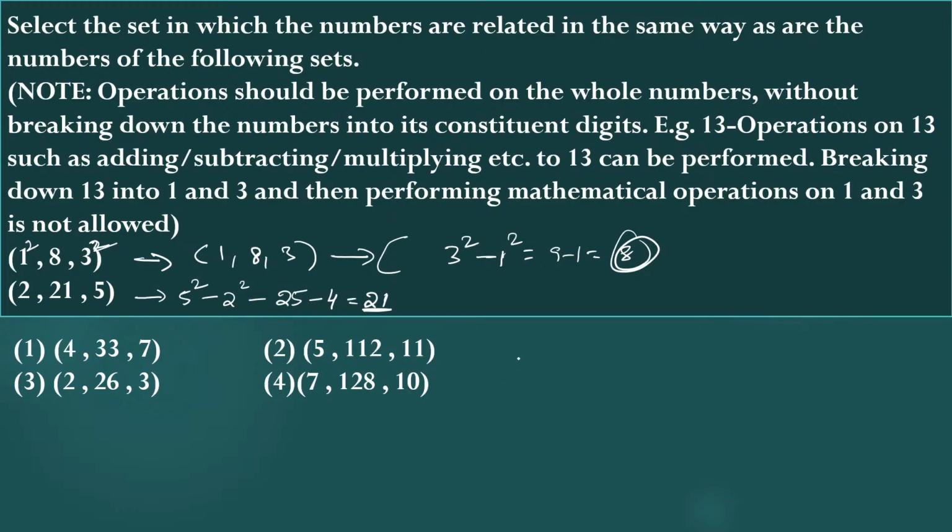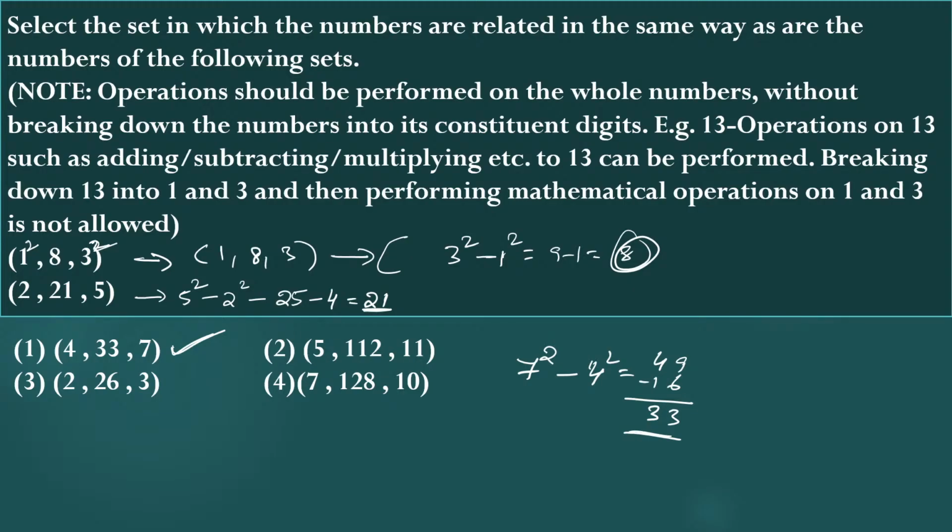Check option 1. Third number square is 7 square, first number is 4 square. So 49 minus 16, we get 33. So option 1 itself is correct. 7 square 49 minus 16, we get 33. Third number square minus first number square, you get the second number.